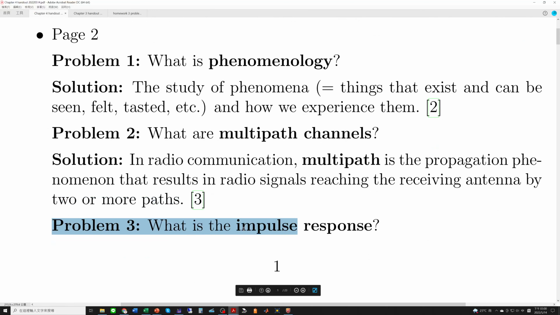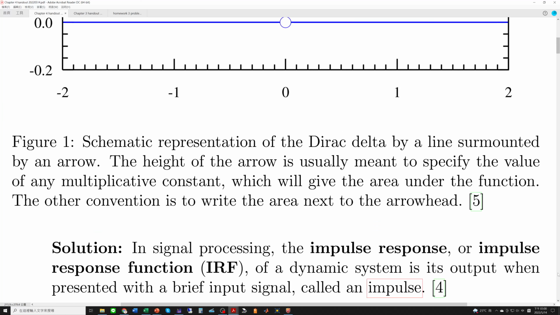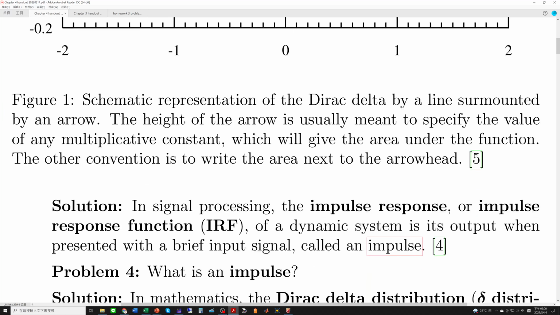Problem 3. What is the impulse response? Solution. In signal processing, the impulse response or impulse response function, abbreviated IRF, of a dynamic system is its output when presented with a brief input signal called an impulse.